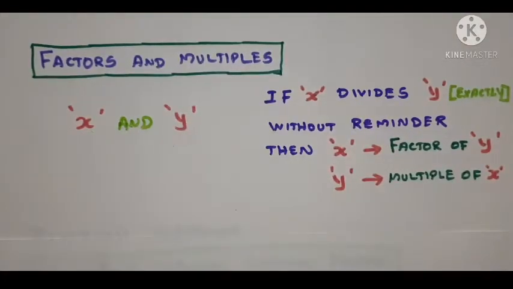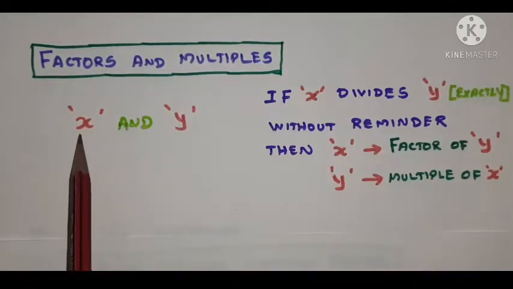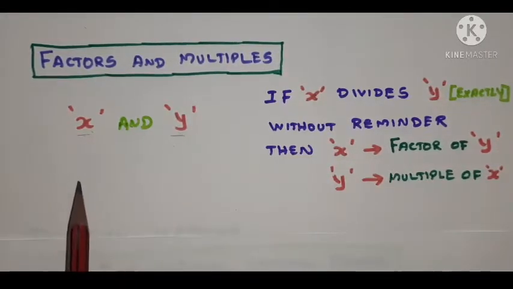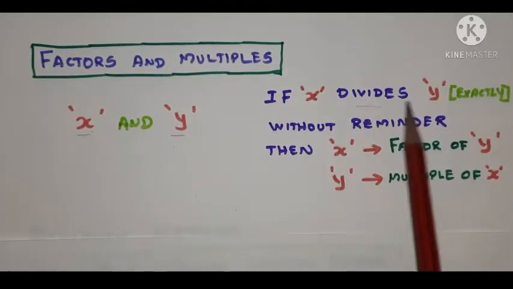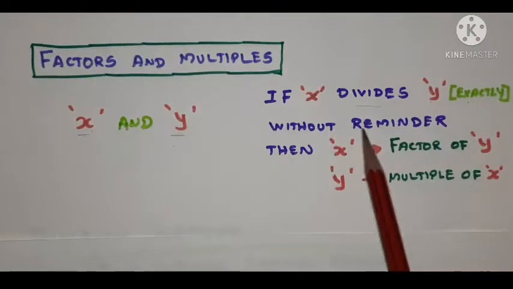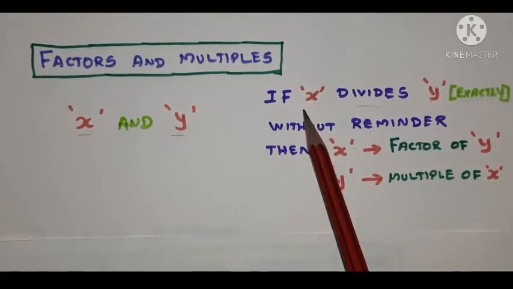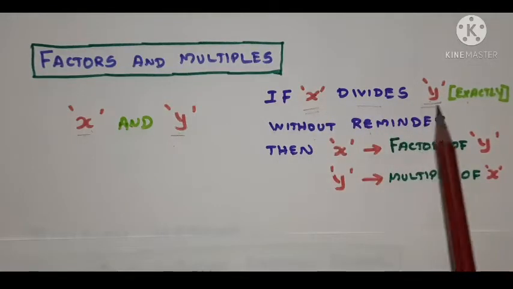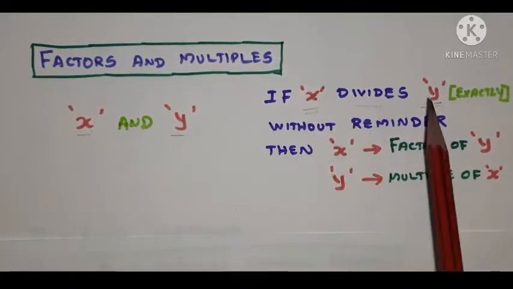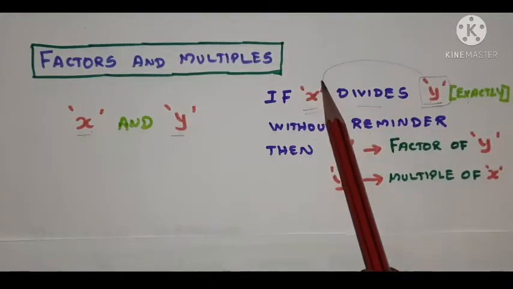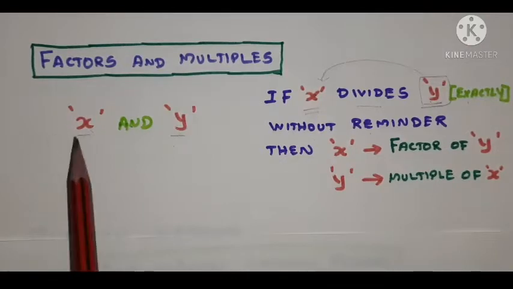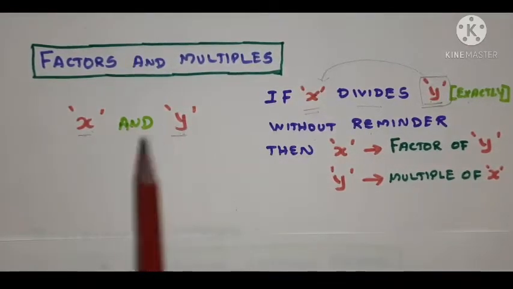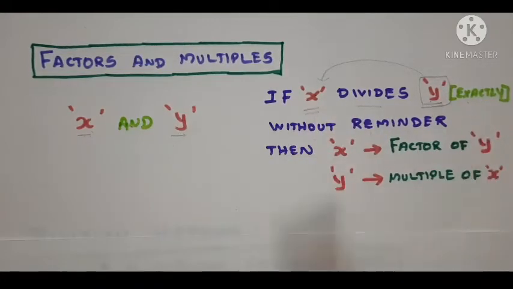So, factors and multiples. Just assume there are two numbers called x and y. Now if x divides y exactly, meaning without any remainder, then x can be called a factor of y. At the same time, y can be called a multiple of x. Once again, I'm repeating: let's take x and y as the numbers. If x divides y exactly without any remainder, then x is called a factor of y, whereas y is called a multiple of x.